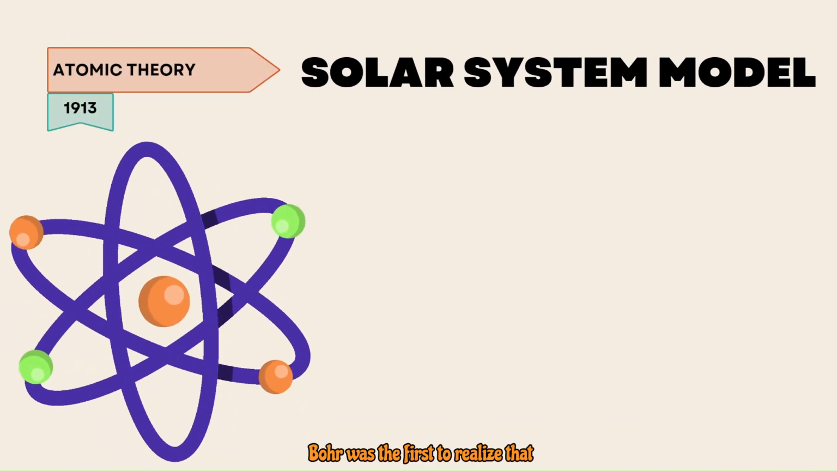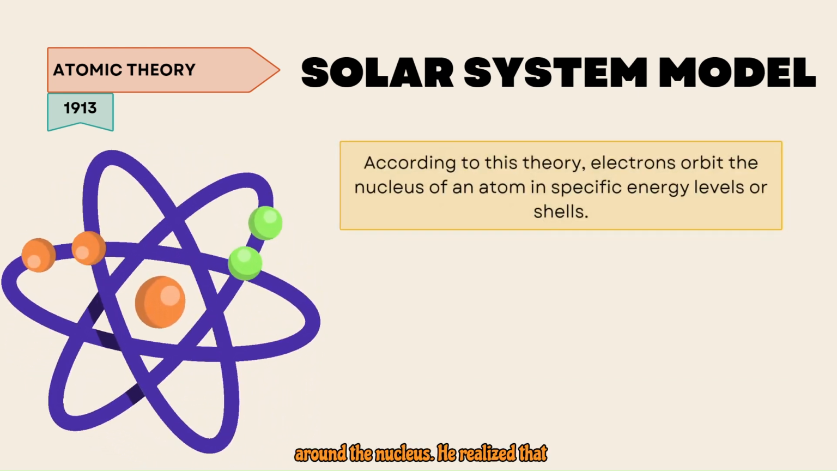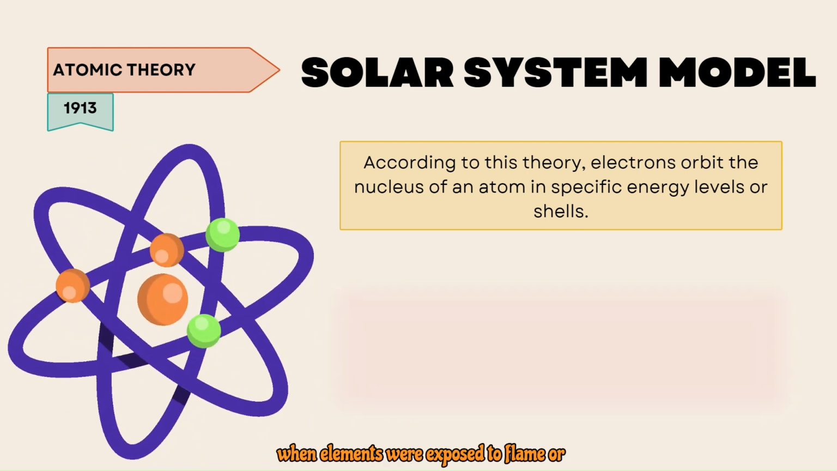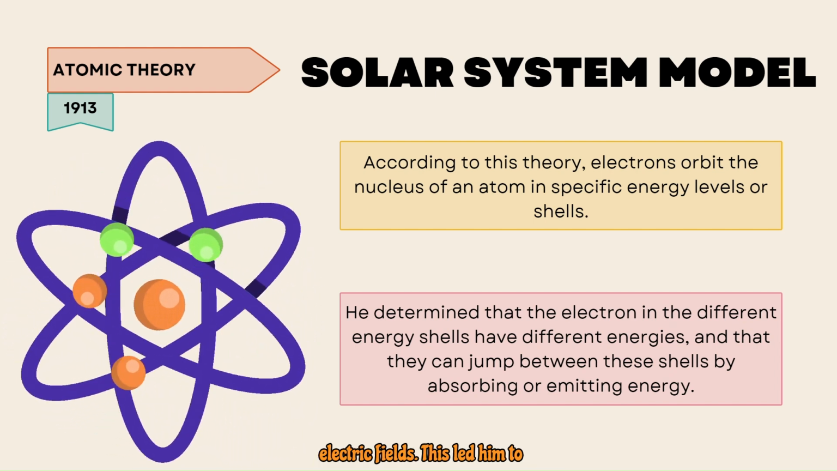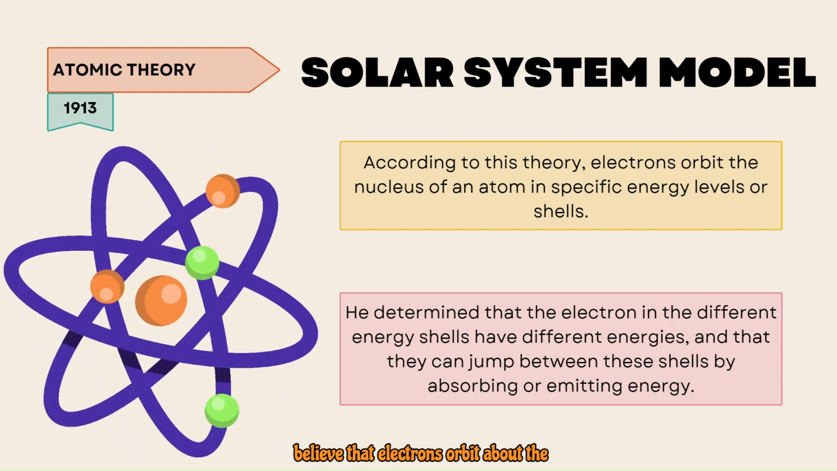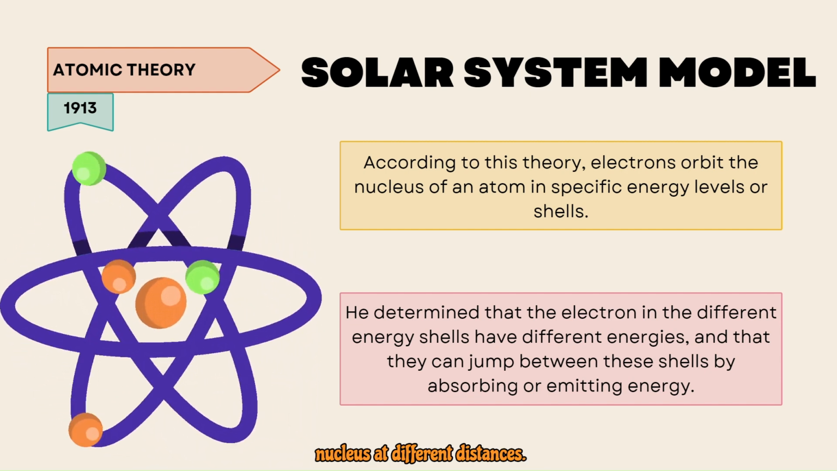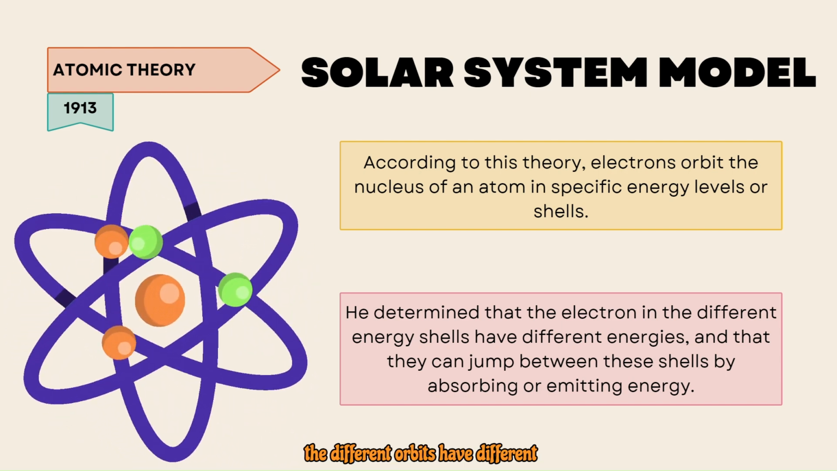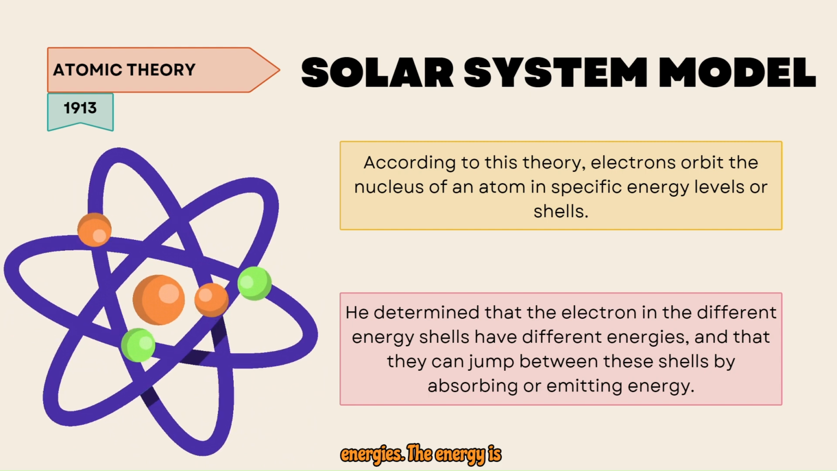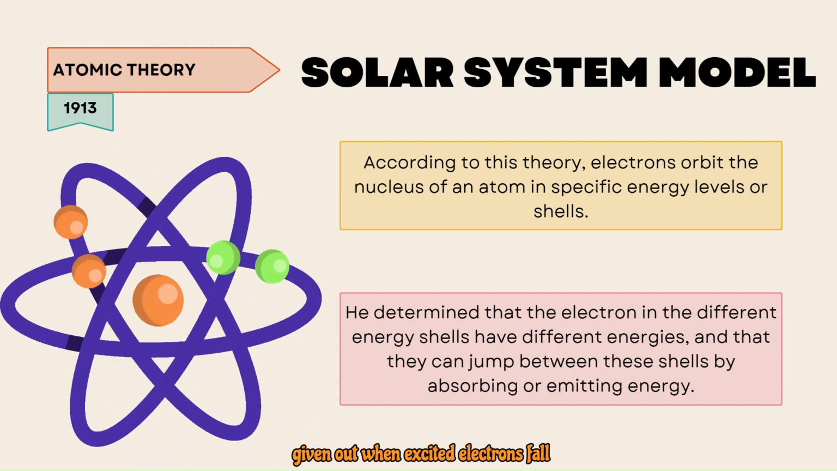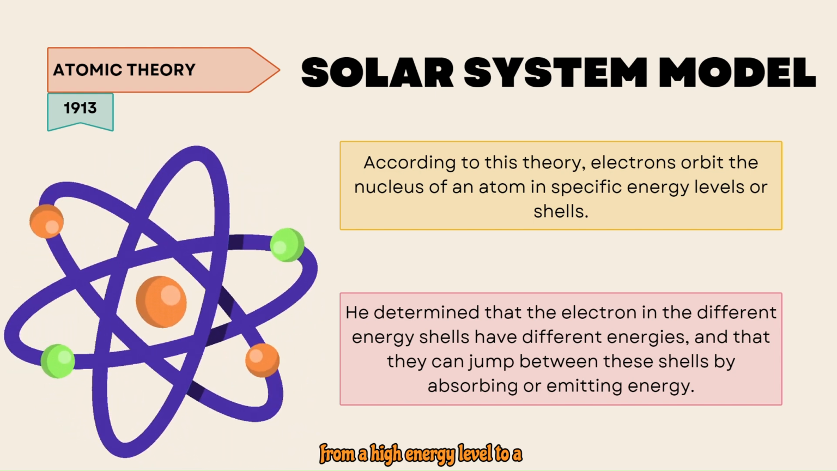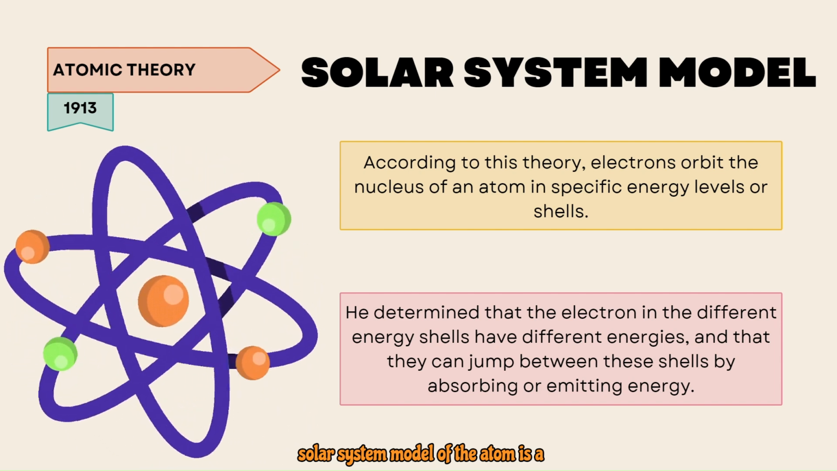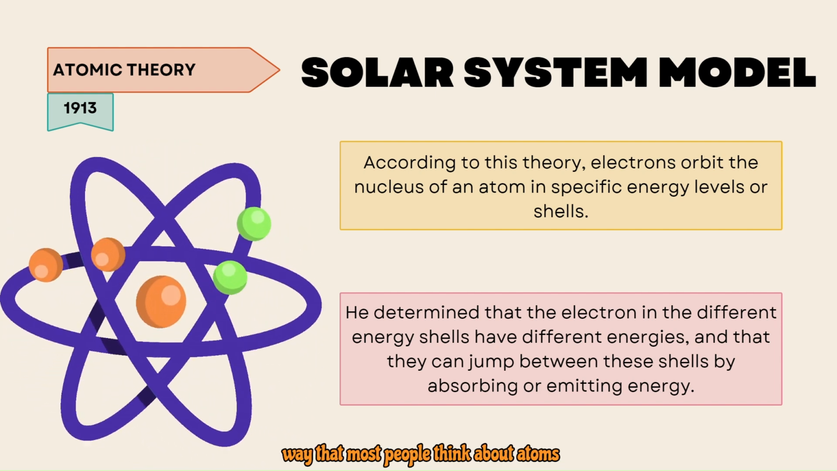Bohr was the first to realize that electrons travel in separate orbits around the nucleus. He realized that certain colors of light were given off when elements were exposed to flame or electric fields. This led him to believe that electrons orbit the nucleus at different distances. He thus determined that the electrons in the different orbits have different energies. The energy is given out when excited electrons fall from a higher energy level to a lower energy level. Bohr's solar system model of the atom is the way that most people think about atoms today.